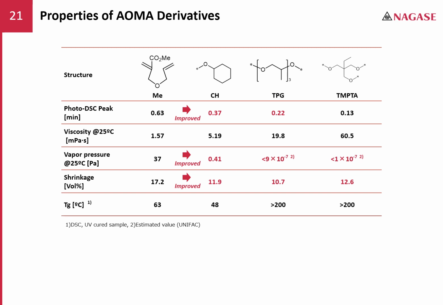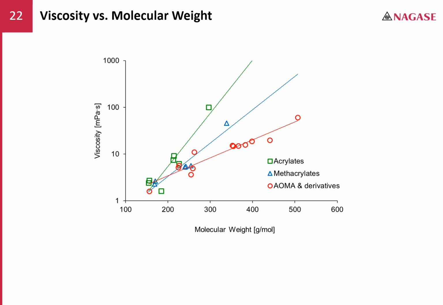So our basic premise was that as you functionalize these materials, you're going to see improved properties over the homopolymer of the AOMA structure. Fortunately, as you increase the molecular weight going from AOMA to derivatives, you don't get that large of an increase in viscosity. So it still maintains its very good diluent properties.